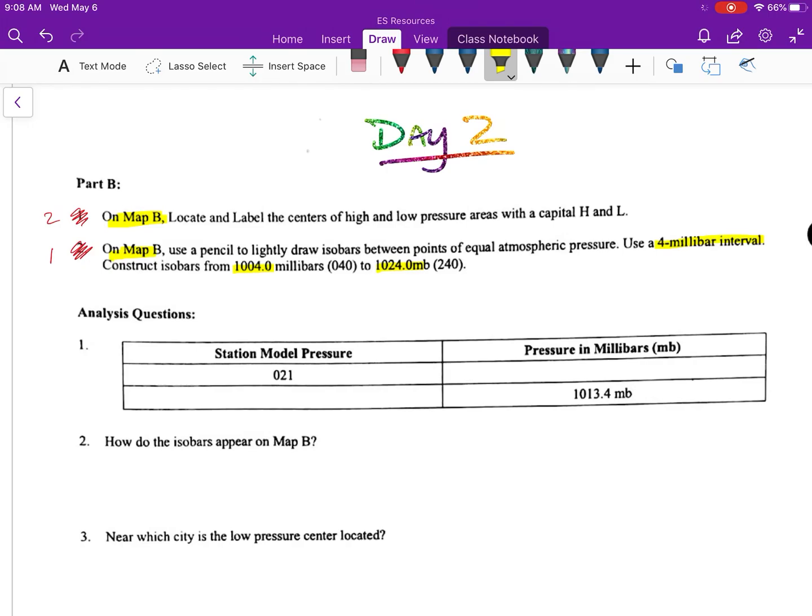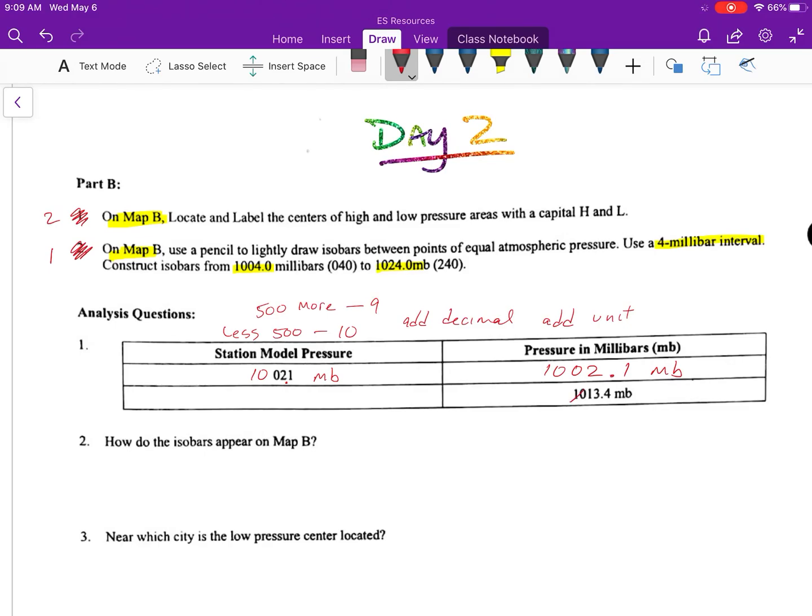When you're taking a station model, just remember if it's 500 or more, that gets the 9 in front. If it's less than 500, it gets the 10 in front. And then you have to add the decimal. And then you have to add the unit. Okay? So for this one, 0, 2, 1, that is definitely less than 500. So I put a 10 in front. I add my decimal between the last two. And I add my unit. So this would be 1002.1 millibars.